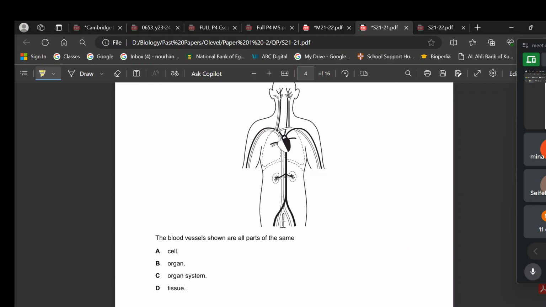The next one: the blood vessels shown are all part of the same what? Each blood vessel is an organ. All of them together are part of the same organ system. Okay? They are part of the same organ system.